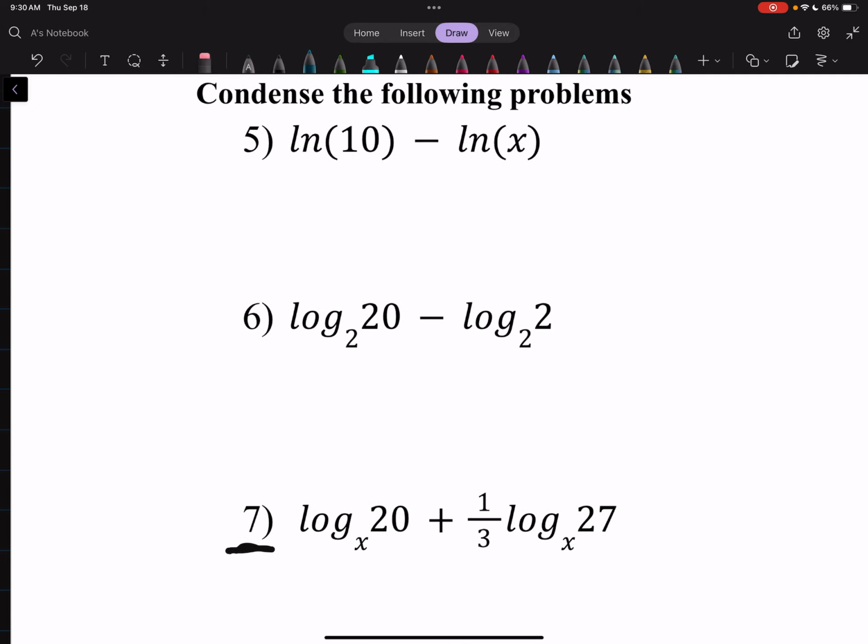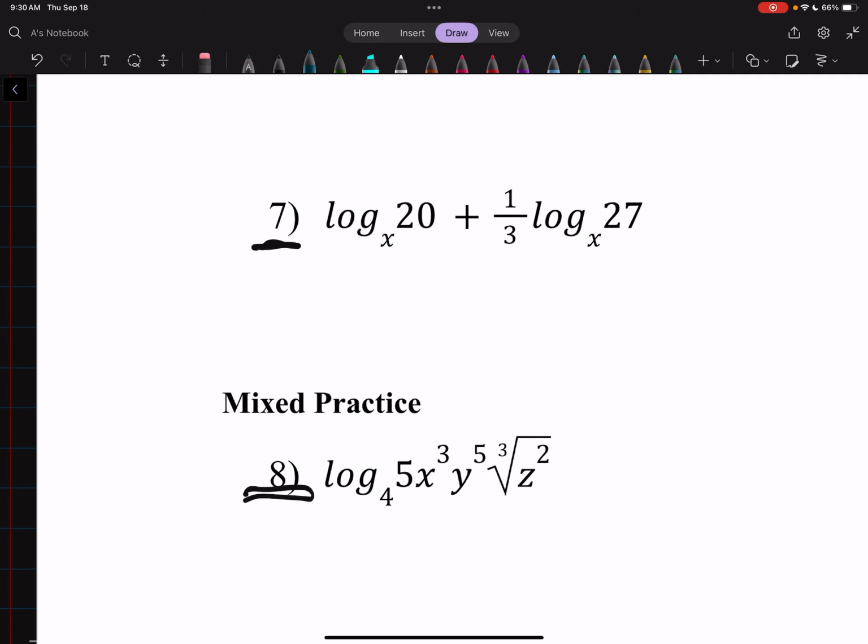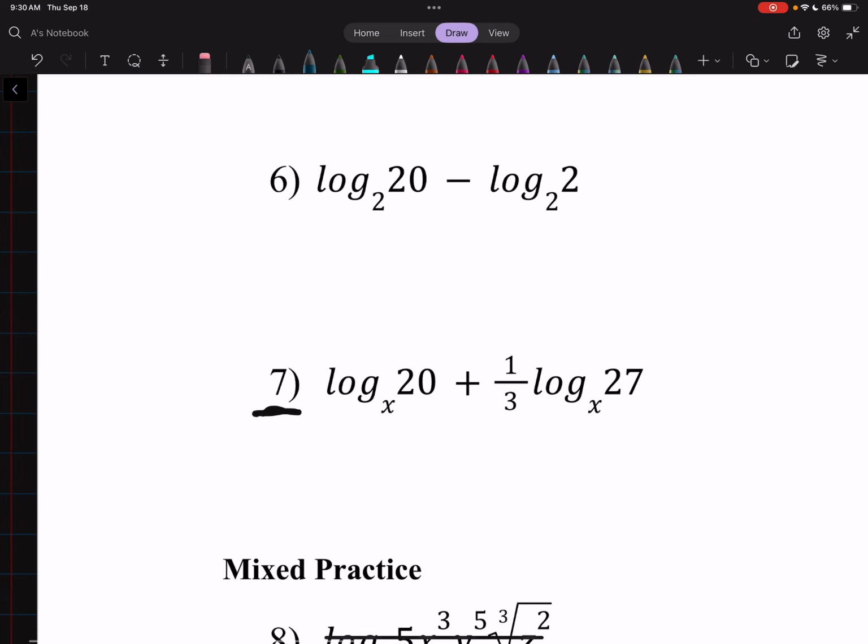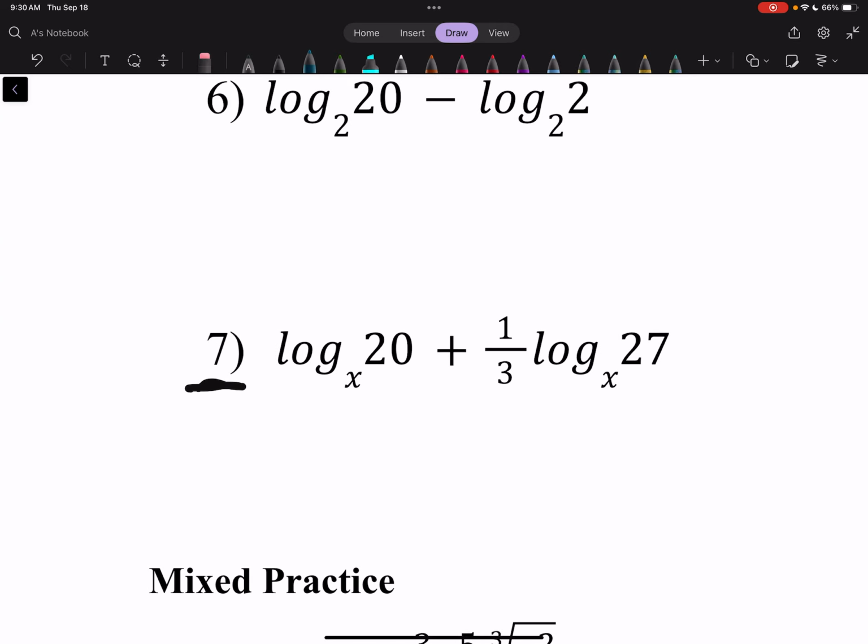Condense the following. I'm going to work number 7, and then I'm going to show you 2 in mixed practice. I think it's 2, it might be 3. I'm not sure. All right, number 7. Log base x of 20 plus 1/3 log base x of 27. First thing I want to verify, it has the same base. That is good. I can work with this.